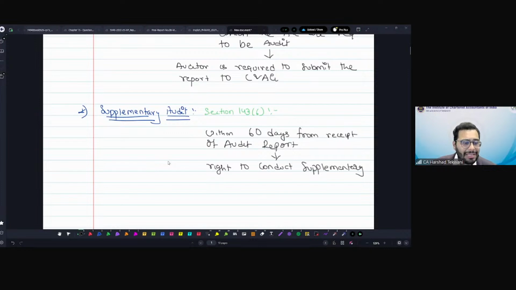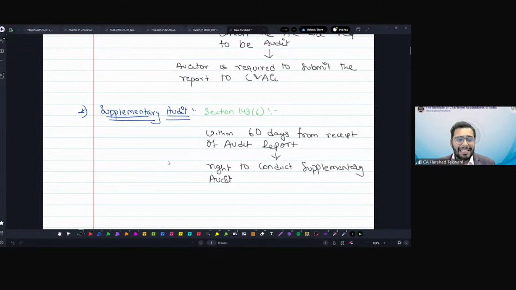Now, usually what happens is once the supplementary audit is assigned, C&AG appoints a person, who may or may not be a chartered accountant, but usually they are chartered accountants, to carry out the supplementary audit. C&AG provides the direction on how you are required to do the supplementary audit, what information is required, what matters he is required to check, and how he is required to report.